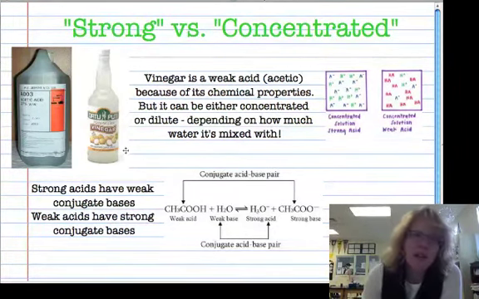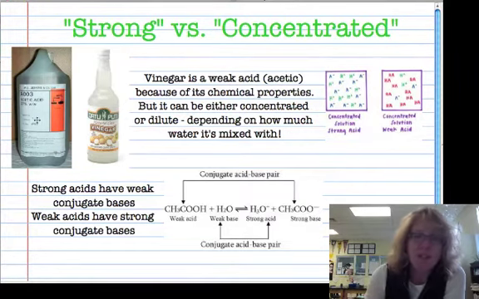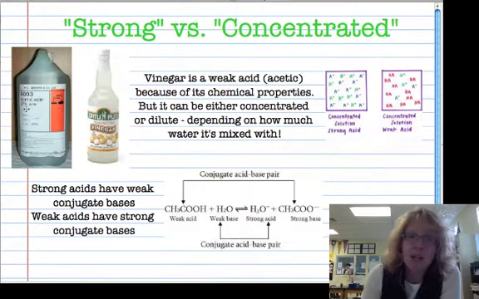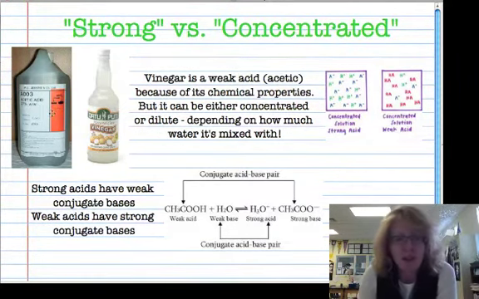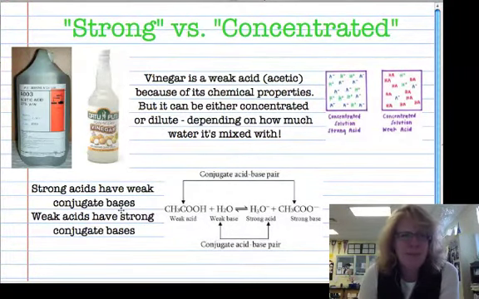For example, vinegar is classified as a weak acid because it holds on to its hydrogen, but 27% as a concentration of acetic acid is strong enough to make your eyes water. It's incredibly concentrated, but it's still a weak acid. So again, I know that's kind of a weird thing to think about.